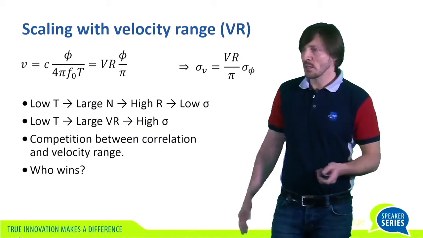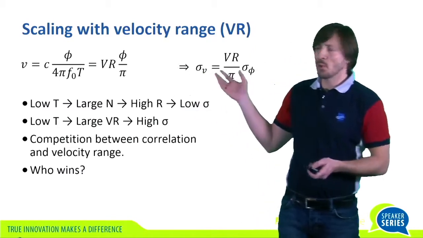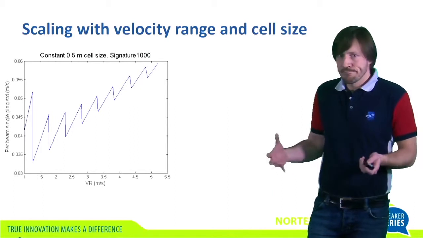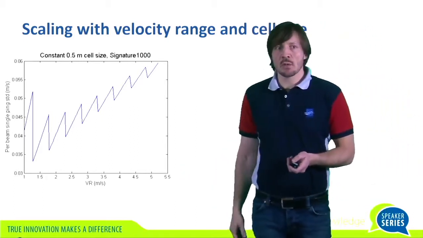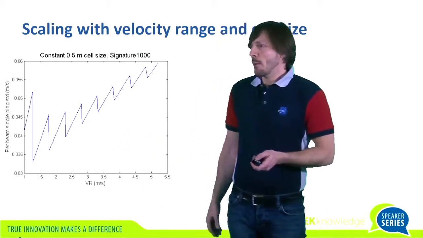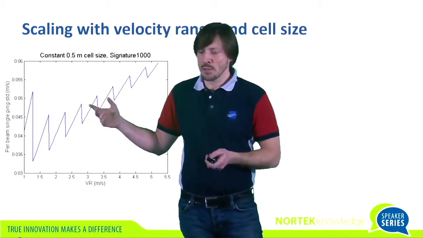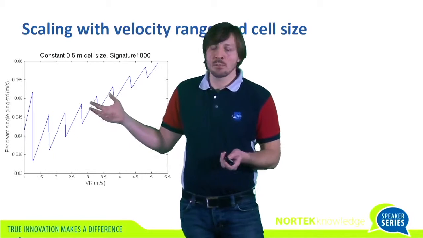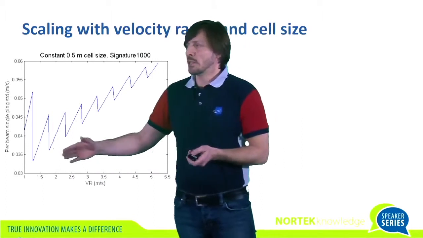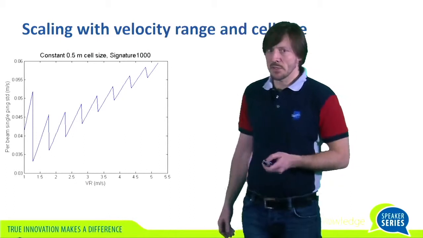So who wins? At this point, that's as far as we can go with just very simple math and hand-waving arguments. We have to do some actual heavy calculations, so we have a simulation model. These are some results for a Signature 1000. I've already decided in this case that I want a 0.5 meter cell size. That's an appropriate length scale for the phenomenon I'm interested in studying here, let's say. Along this axis, I have the velocity range, and here is the velocity standard deviation.